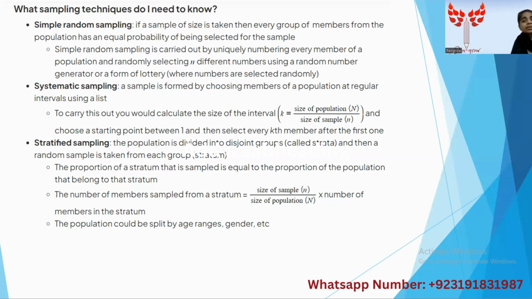Let's say we have 10 people in a population and we need to select 50% of the population as the sample. That means 5 people as the sample. So 10 upon 5, right? In this case, it will be 2. Now, since the start is set between 1 and the kth number, you can select 1 in this case because 2 is your k, right?